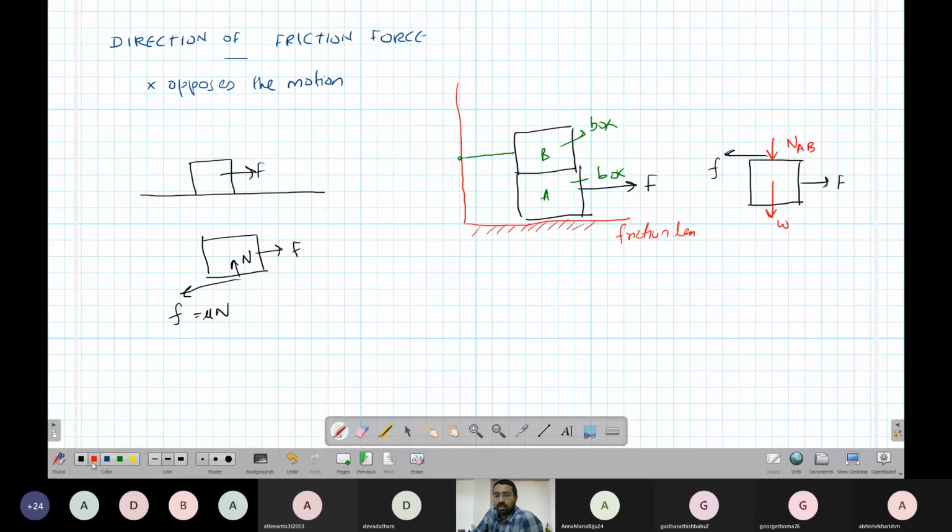Now what about the other box? This is box A. For box B, we can have a force from the rope, and the weight acting downward. We can also have a reaction N_AB in the opposite direction. Then we should have a friction force acting here. What you have to see is that with respect to this box, it has a tendency to move in this direction.